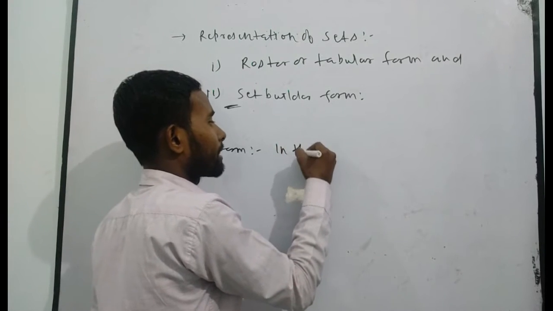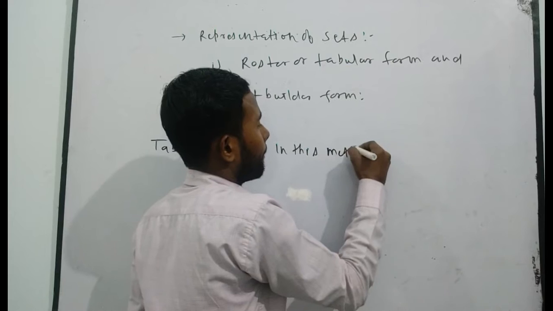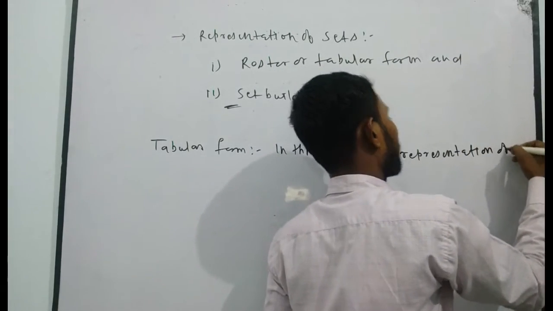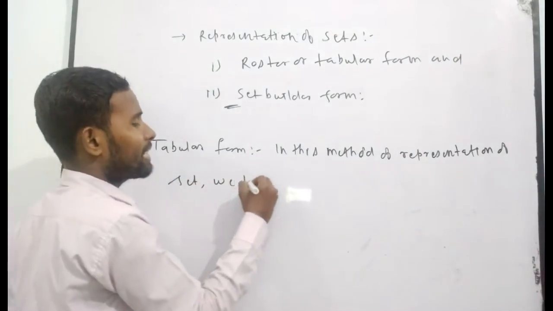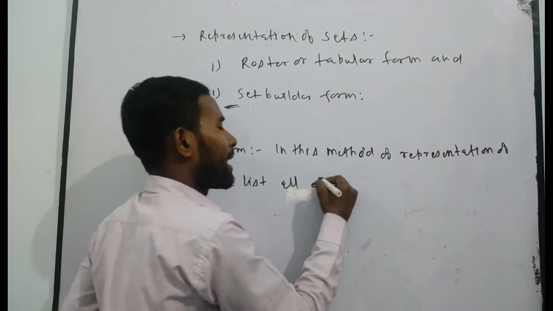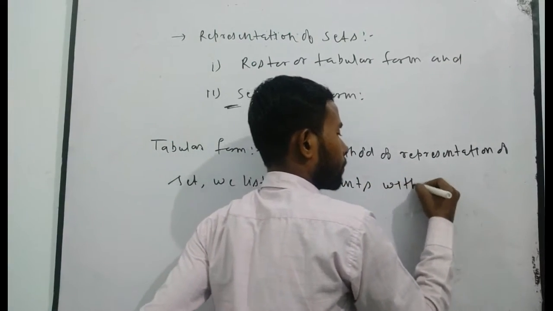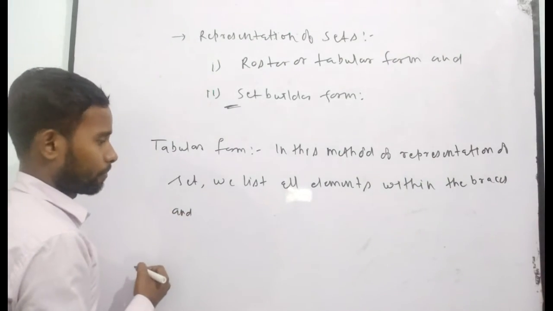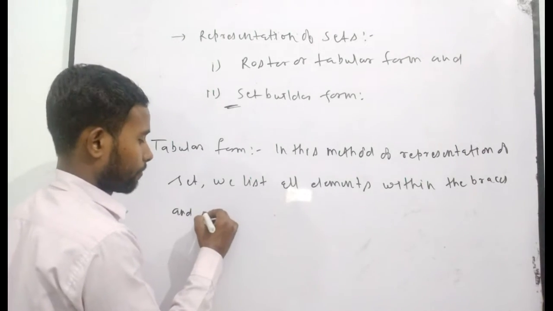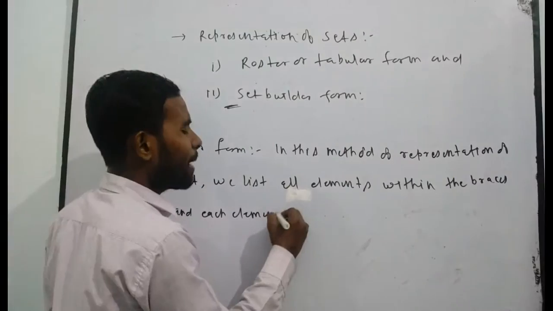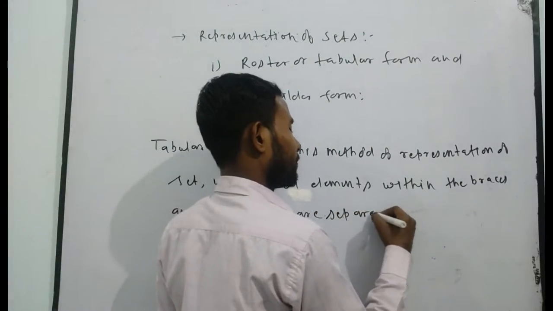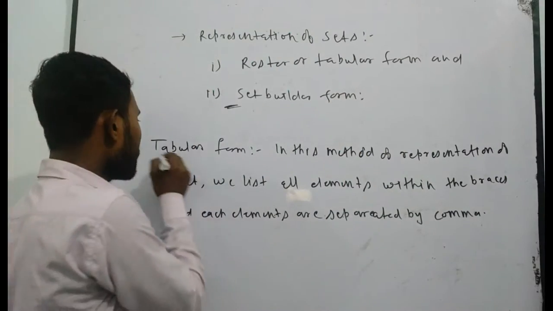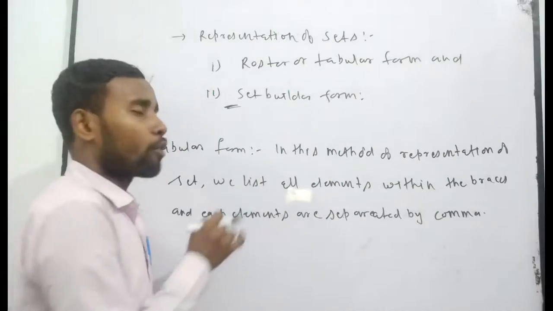In this method of representation of set, we list all elements within the braces and each element is separated by comma. This is the way by which we represent any set in tabular form or roster form.